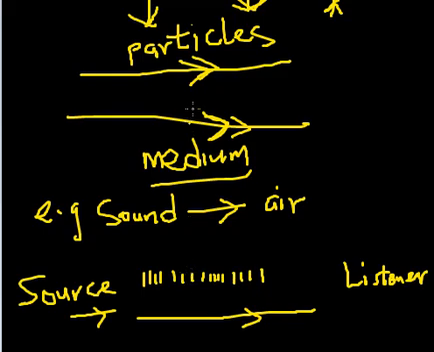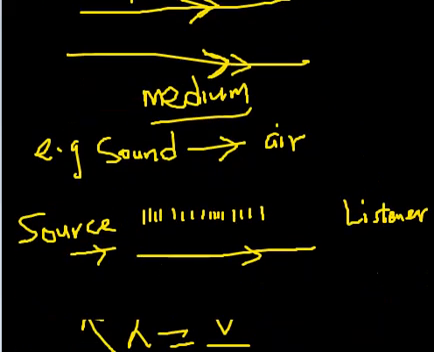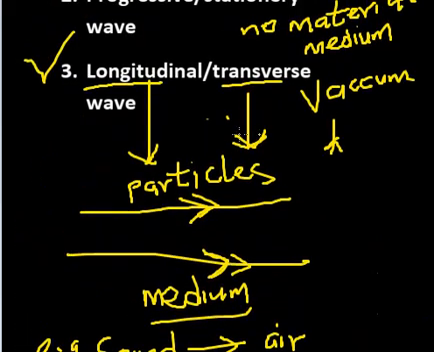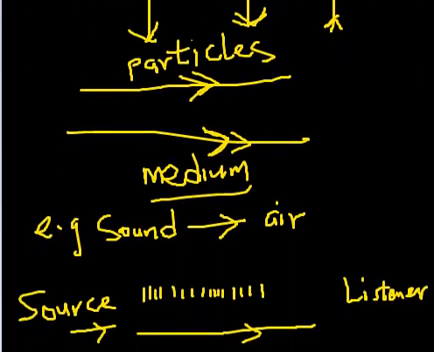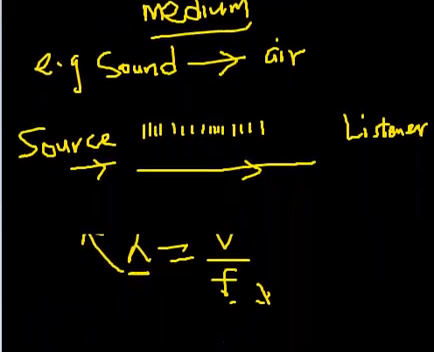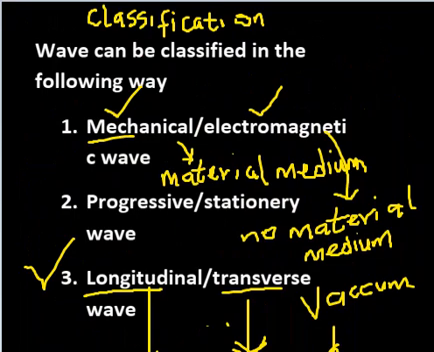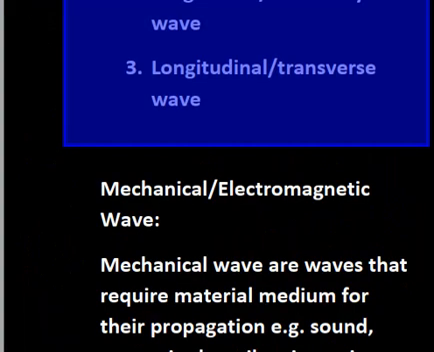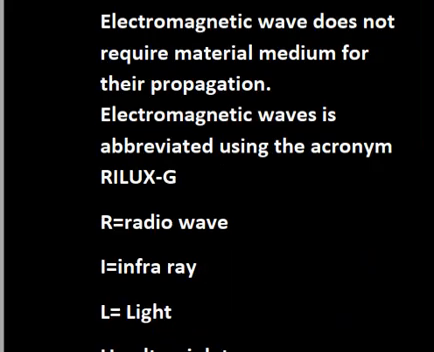So when the vibration of the particles moves in the same direction as the movement of the wave, we call such a wave a longitudinal wave. Please take note. So sound vibration in air is an example of a longitudinal wave. I hope that is well understood. So that is the different ways we could classify waves.